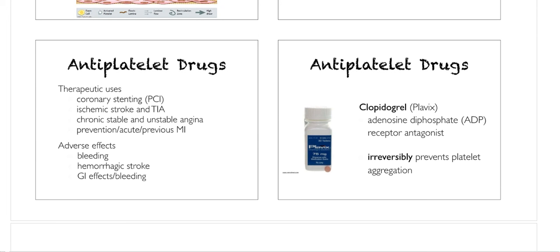For our therapeutic uses, anytime we do percutaneous coronary interventions, we're going to be using antiplatelet medications, probably continuously throughout the rest of their life. People who have ischemic strokes or TIAs, which are like mini strokes, chronic stable and unstable angina, these folks are going to be on aspirin for the rest of their lives, and then we're also going to have it as prevention for acute and previous MIs. A lot of times we're going to see patients who are on this from the moment they have some sort of cardiac issue throughout the rest of their lives, because aspirin's amazing. It's a really great medication.